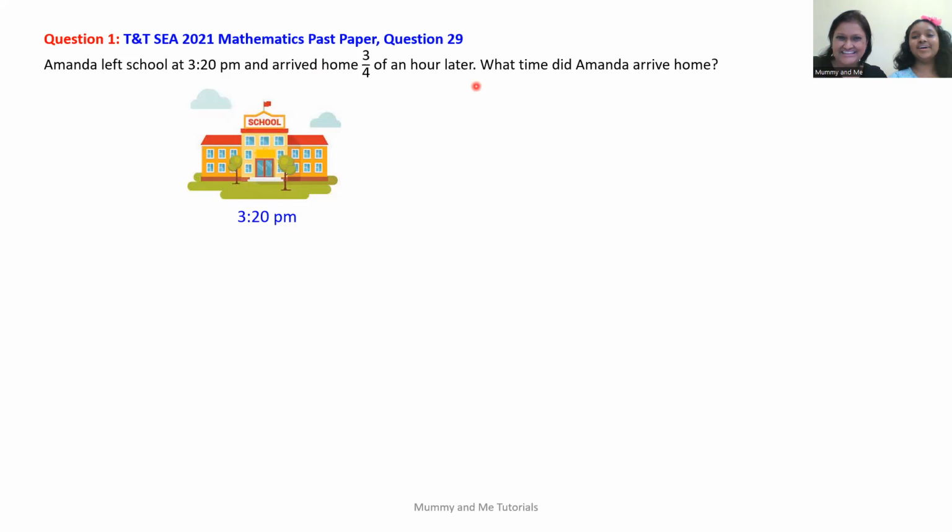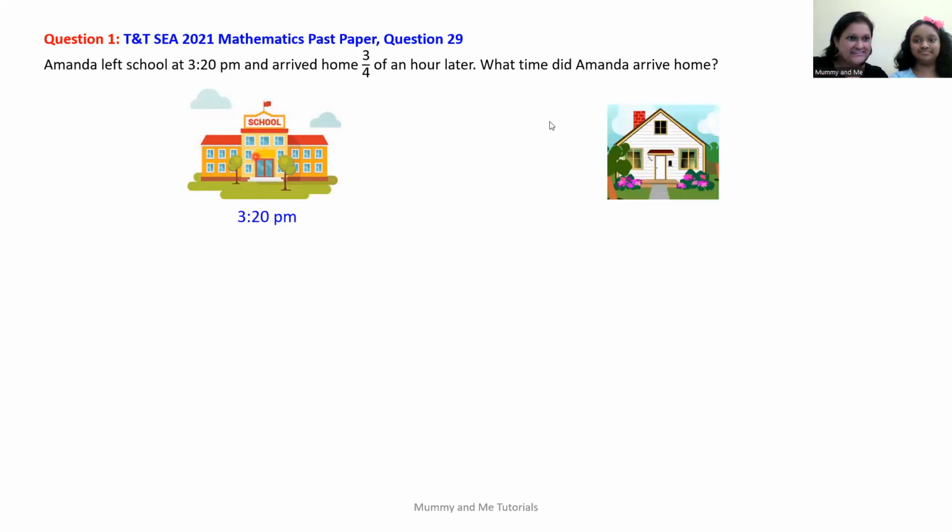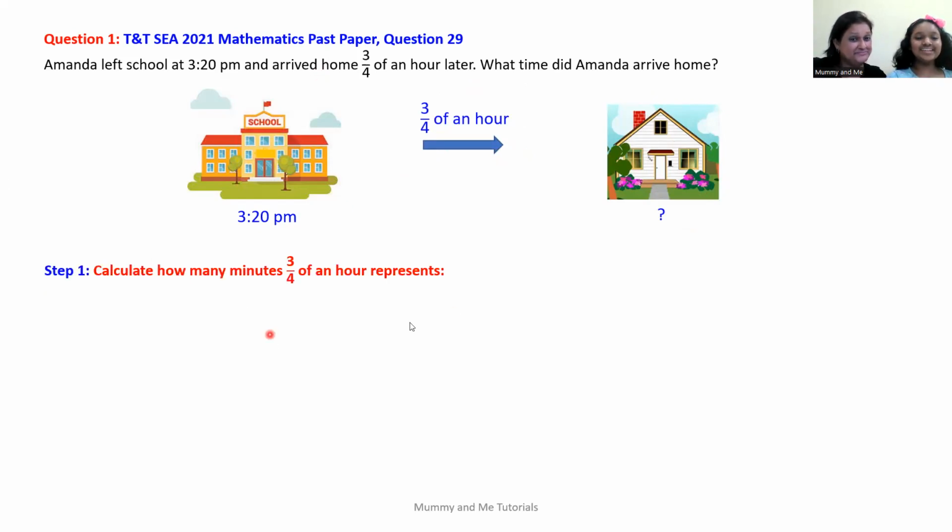So what time did Amanda arrive home? This is Amanda's home, and we want to know what time she got home. So she got home three quarters of an hour later. Okay, so what do we do first? The first step is to calculate how many minutes 3/4 of an hour represents.